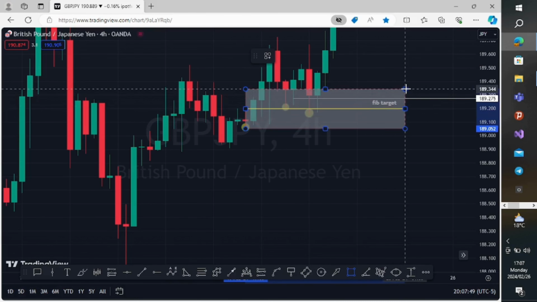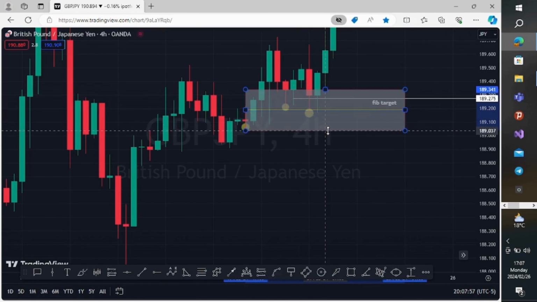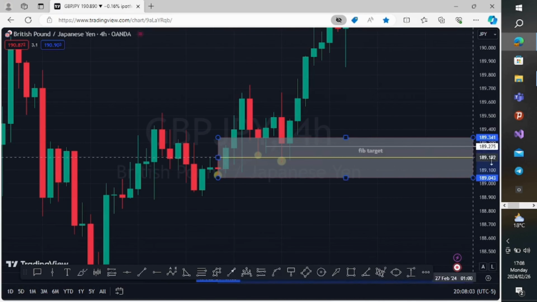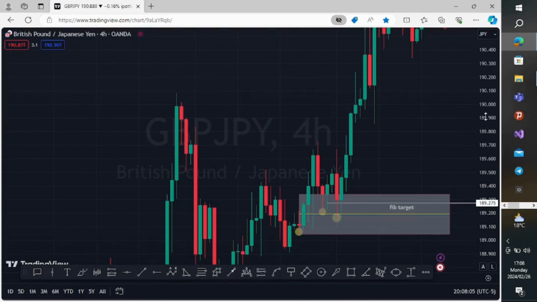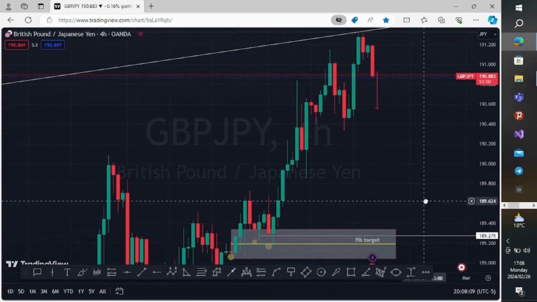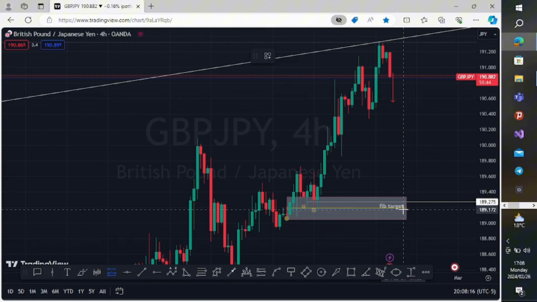So that means I can particularly use these 3 as my reference of support to highlight my area of actual target. So my actual target will be there. This is where my actual target will be at, which is a few points lower than the actual 61.8 level target.